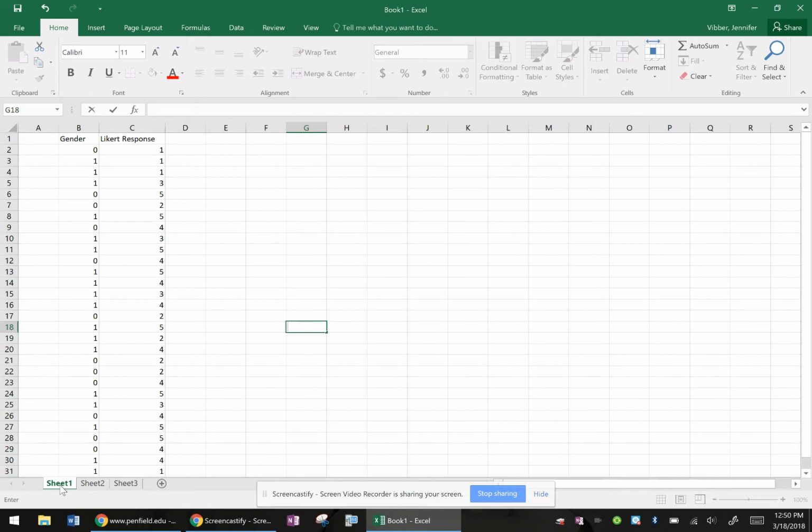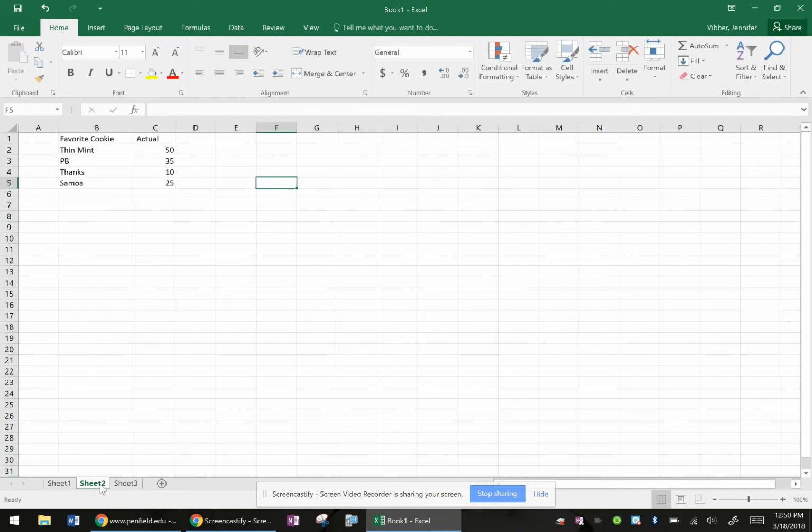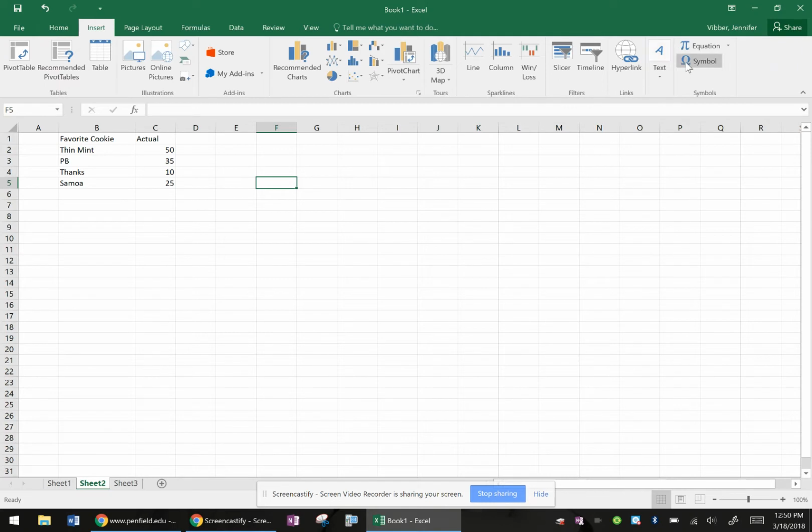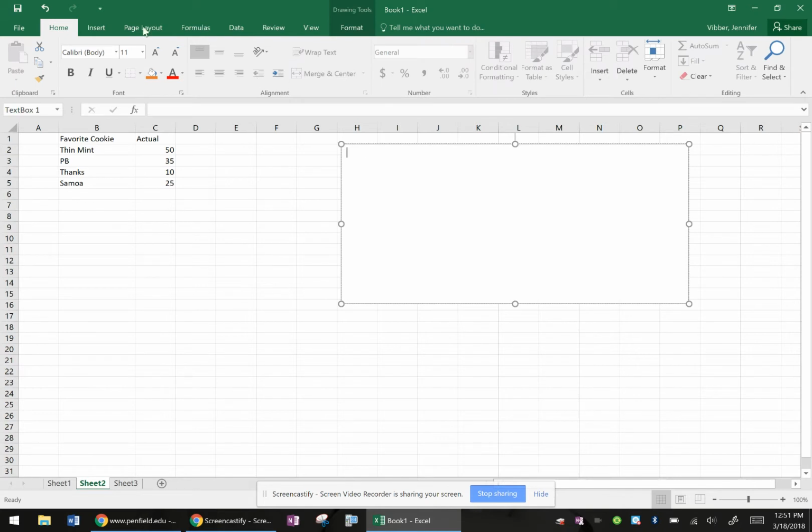All right, so we are going to start on my second sheet here for what I would say is the easiest type of chi-square test. This one is going to be a chi-square goodness of fit test. So let me open a box here.